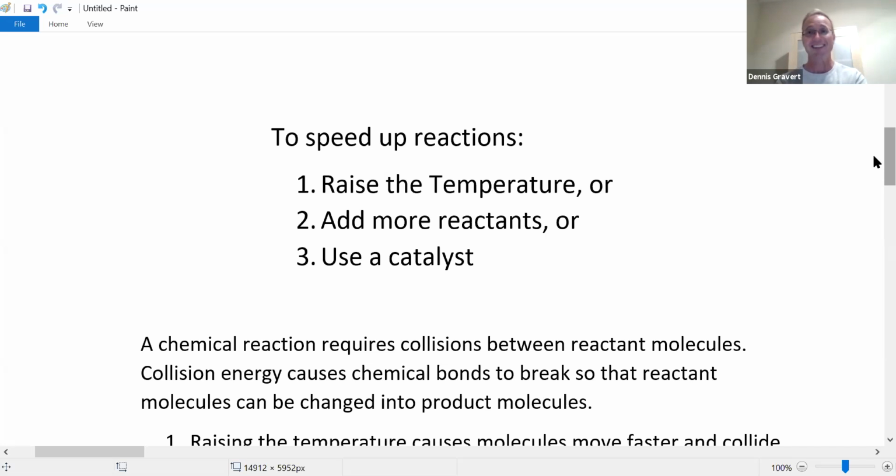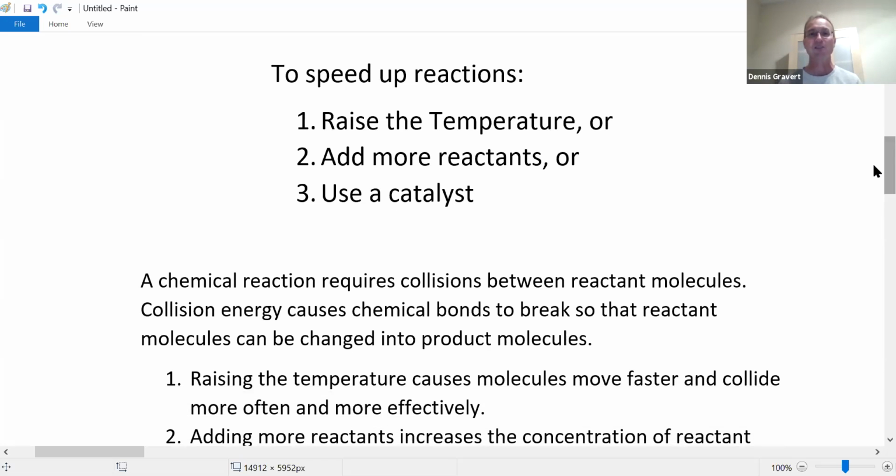So what's going on here? These are great ways to speed up a reaction, but what's really happening at the molecular level? Why does raising the temperature, adding more reactants, or adding a catalyst speed up chemical reactions? Well, this is what we've got.